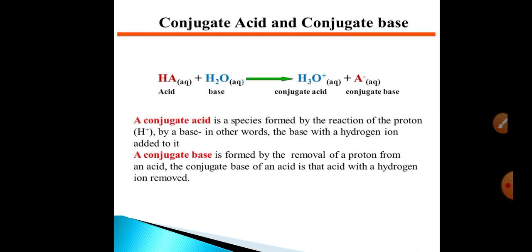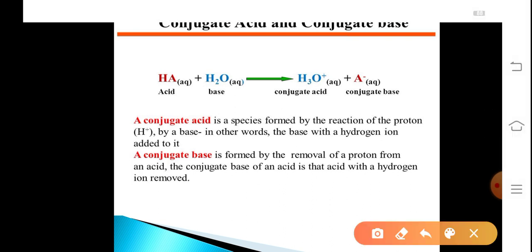Conjugate acid and base pair. Let us first learn the definition of a conjugate acid. A conjugate acid is a species which is formed by the reaction of a proton with a base, or in other words, we can say that it is the base with a hydrogen ion added to it. So the conjugate acid here in this equation is this. It is formed by the addition of a hydrogen ion. This hydrogen ion is released by an acid.